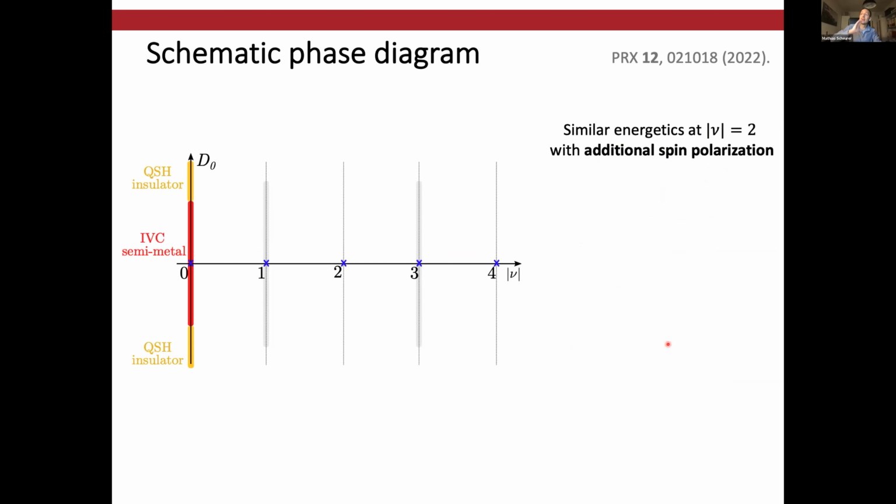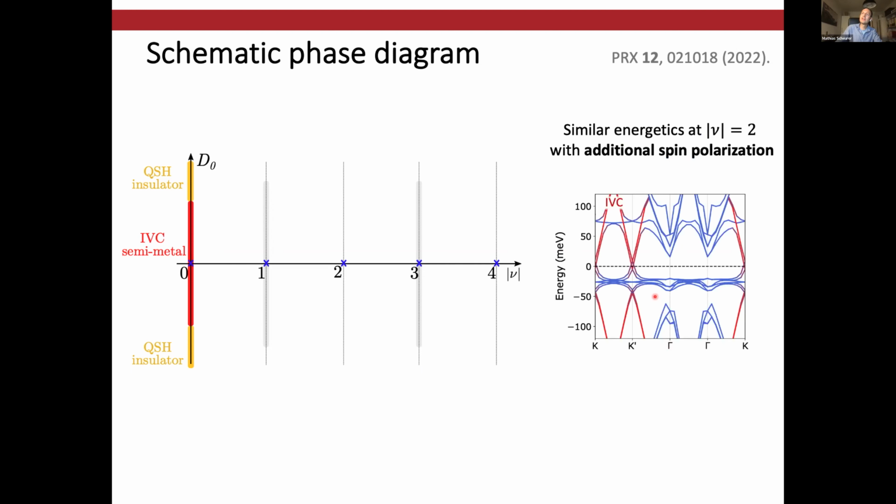Now, the energetics in the vicinity of nu equals 2 is very similar, with the sole difference that on top of this, we get spin polarization. So as you can see here, spontaneously, one spin flavor is pushed entirely below the Fermi level. So you reduce the number of active degrees of freedom by a factor of 2. And this is our interpretation of this reset behavior. So schematically, the phase diagram here looks like this. There's spin polarization in some region and possibly some additional instabilities corresponding to the correlated semi-metal and insulator in the vicinity of nu equals 2.